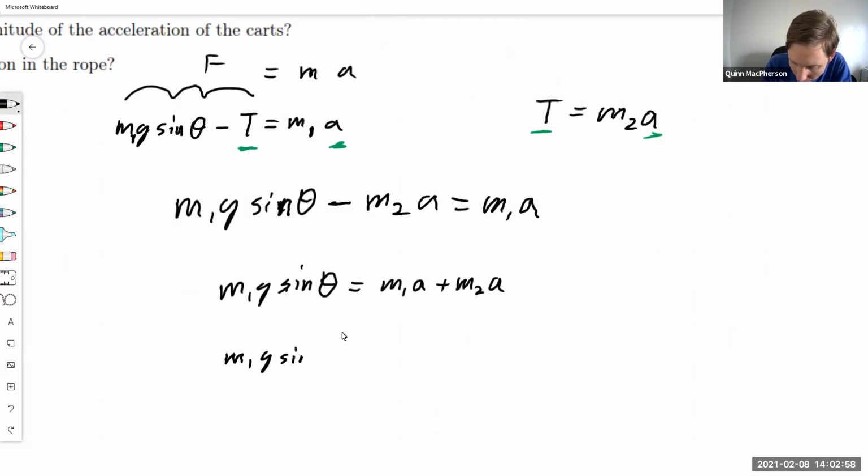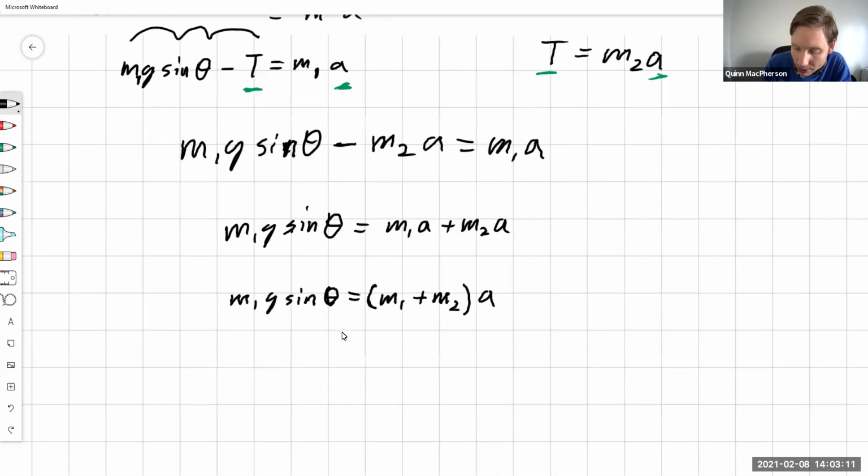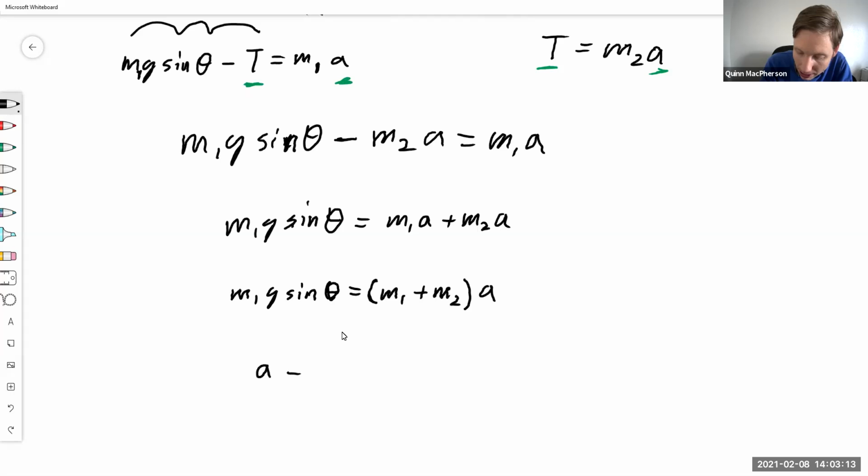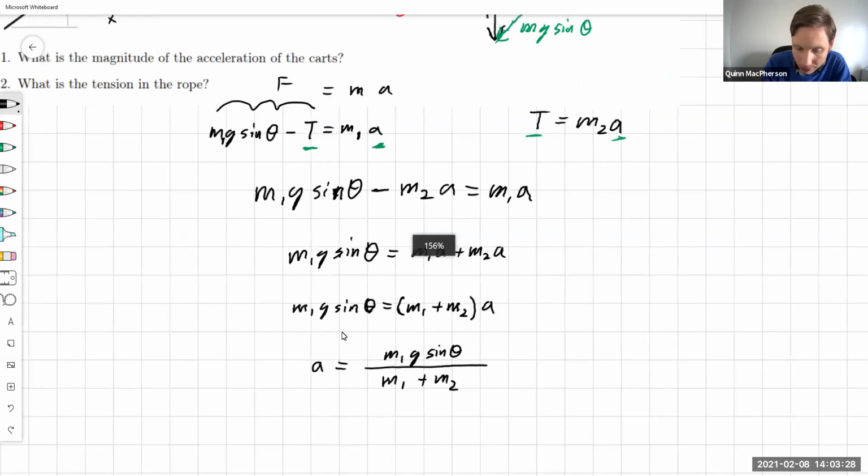Let's do this a little more. m1 g sine theta is equal to m1 plus m2 times a, divide by m1 plus m2, and we get a is equal to m1 g sine theta over m1 plus m2. So that is our first answer.